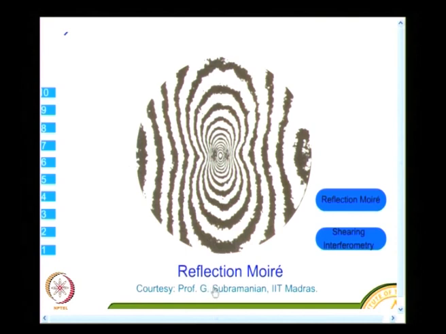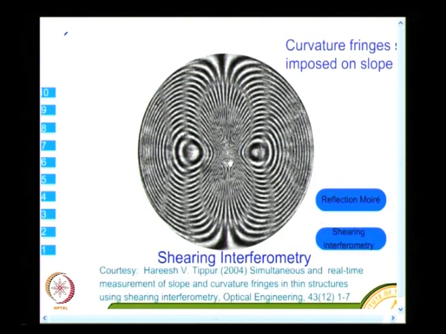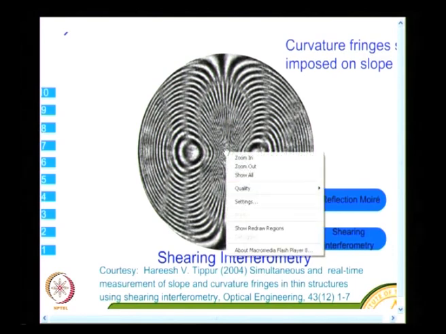This result is from Professor G. Subramanian. He was an exponent of Moire interferometry in the country, and this is from reflection Moire. And what you will have to know is, even to identify an optical technique to get this is a challenge, and you will know the difference only when you want to find out the curvature in shearing interferometry. Shearing interferometry gives the information like this, and what you see here, do you see the curvature? I will magnify it further.